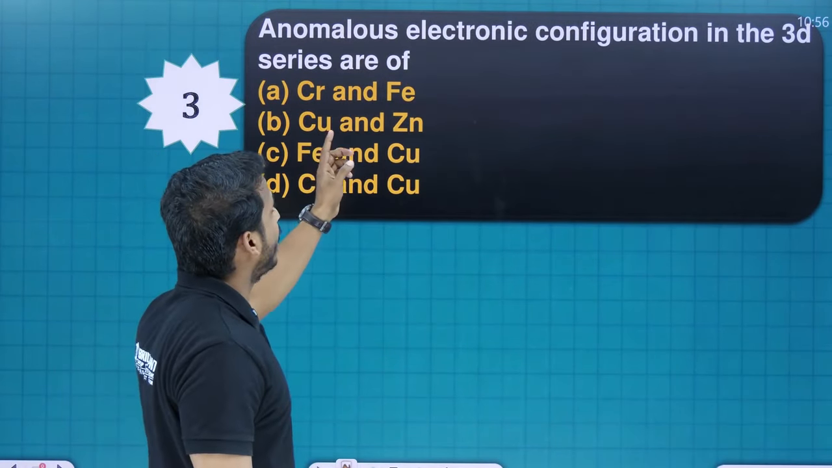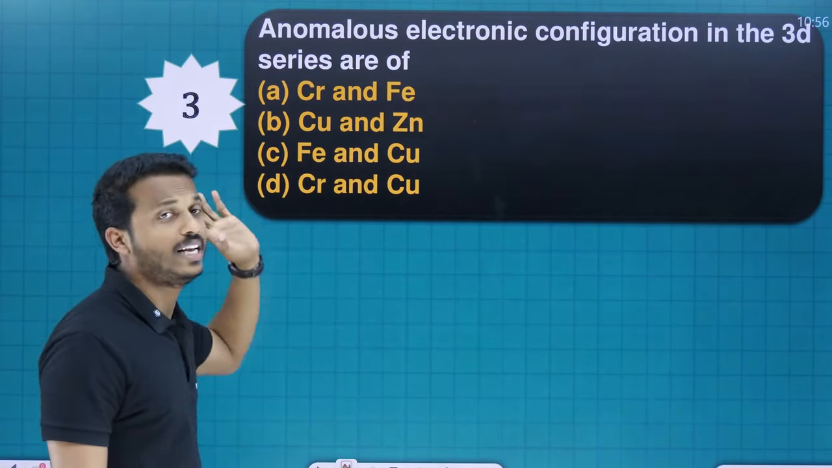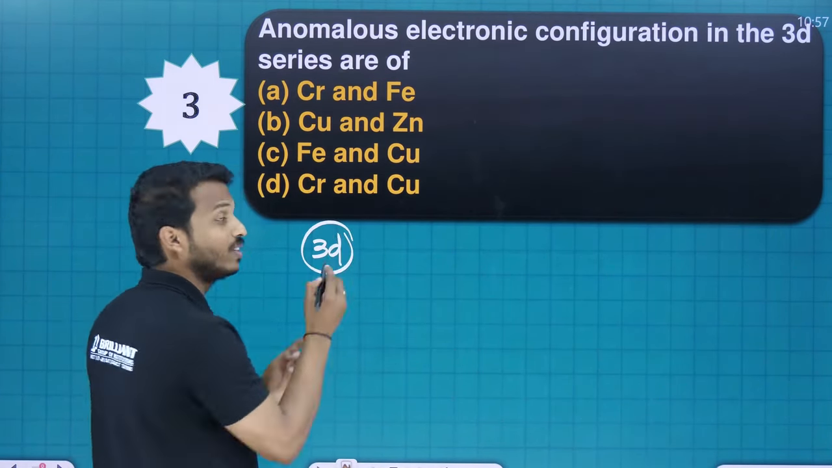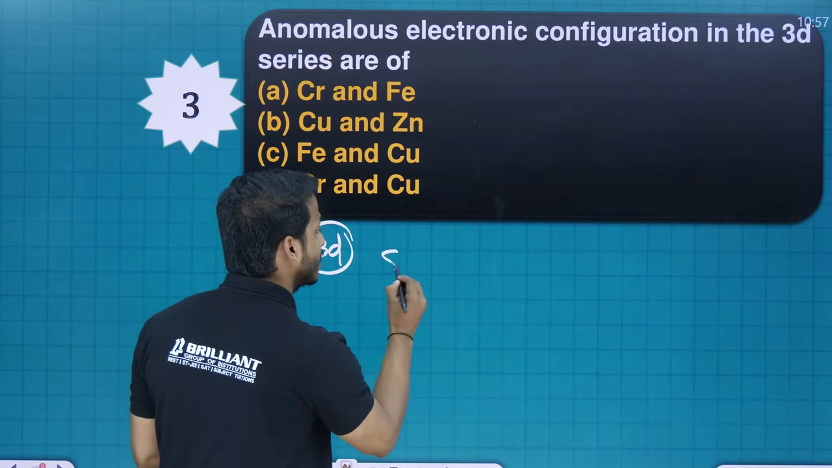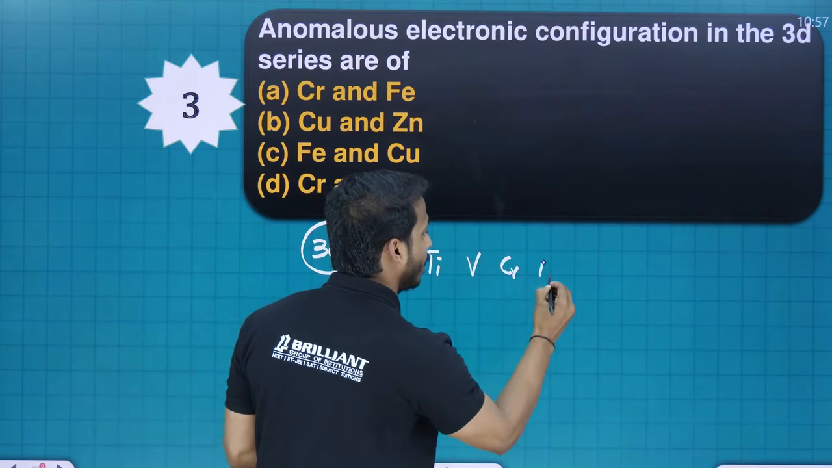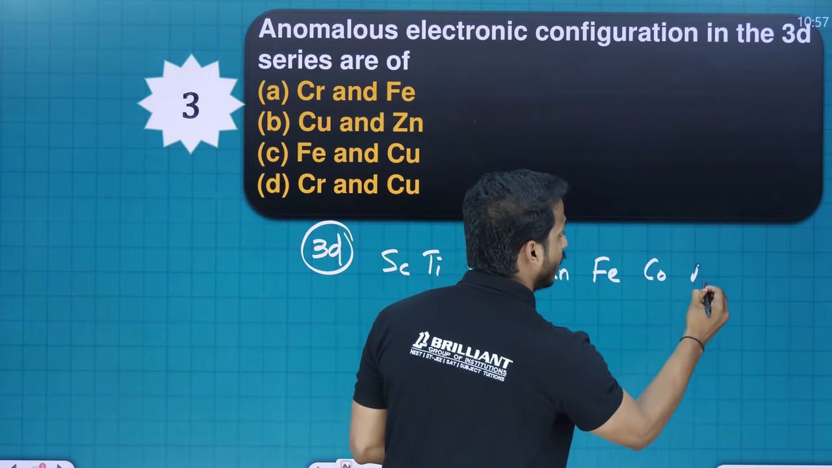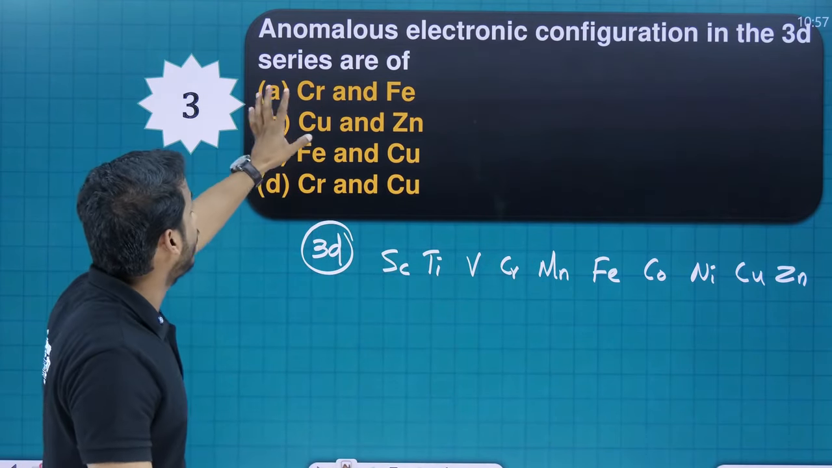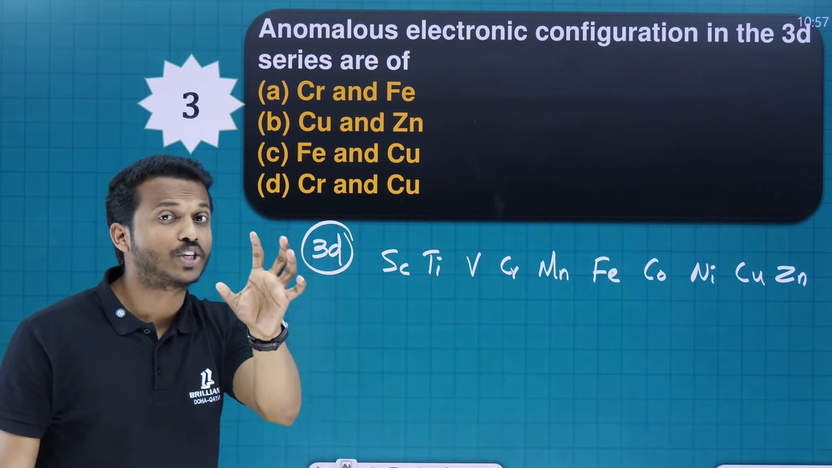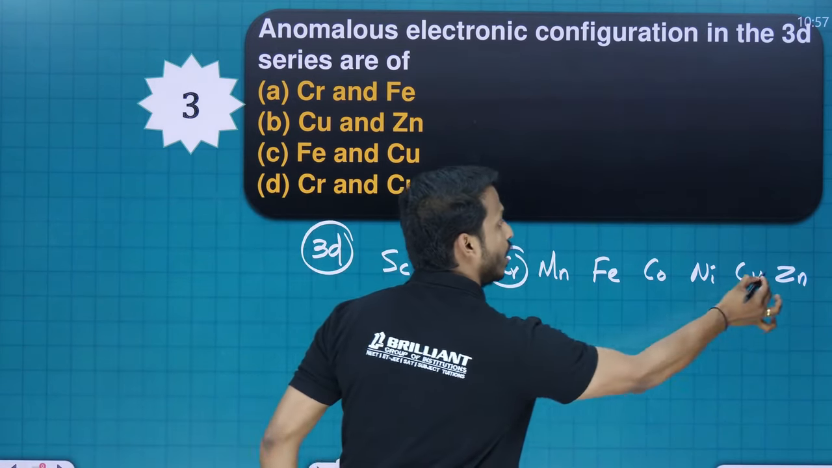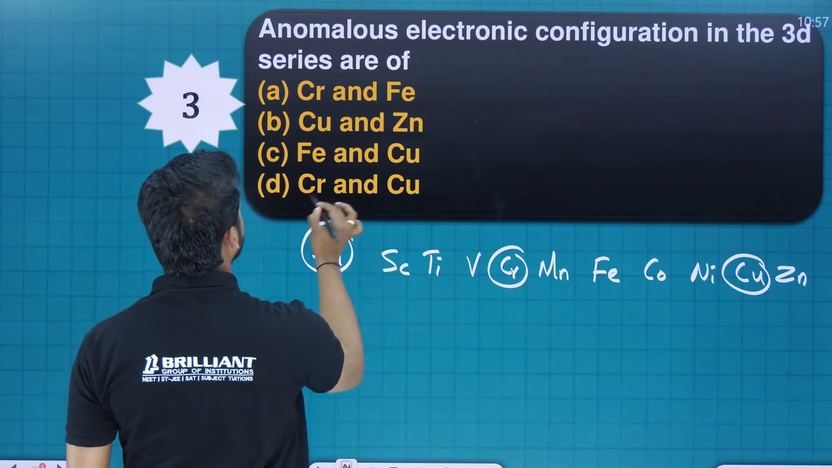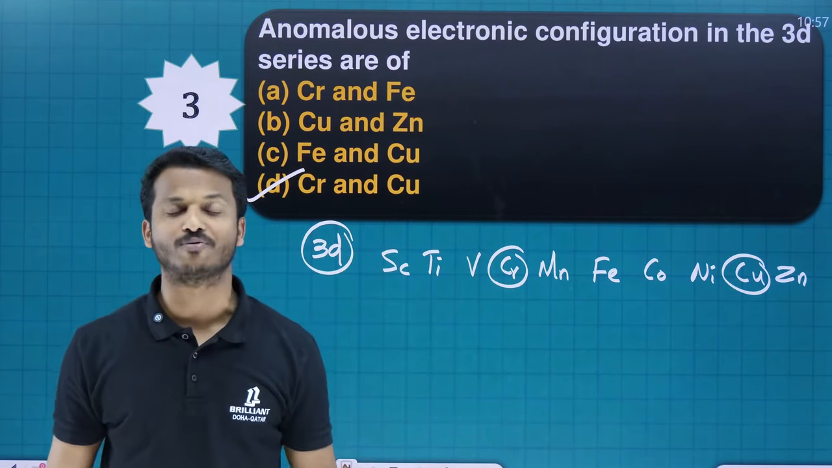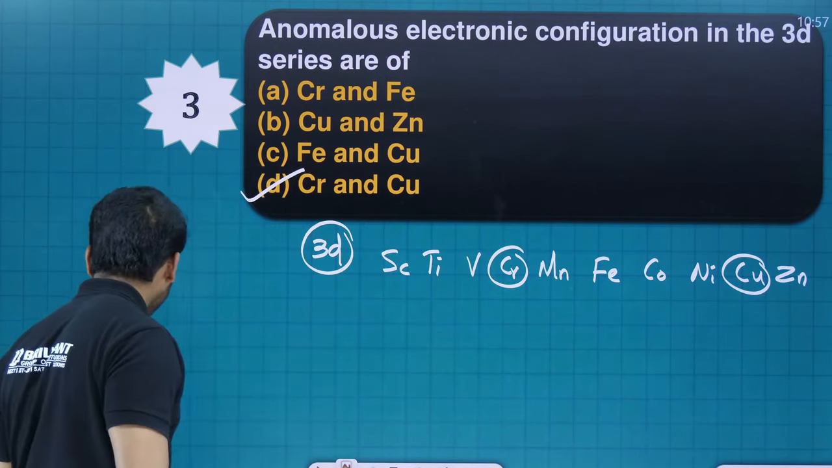Question number 3. Anomalous electronic configuration is in 3D series. What is 3D series? Remember, mostly they ask you questions based on 3D series. What are 3D series elements? Scandium, titanium, vanadium, chromium, manganese, iron, cobalt, nickel, copper, zinc. They are the 3D series, compulsory to know. All right. So in 3D series, we studied the special anomalous configuration, that is chromium and copper, because chromium is half filled stabilized and copper is fully filled stabilized. Yes, right?